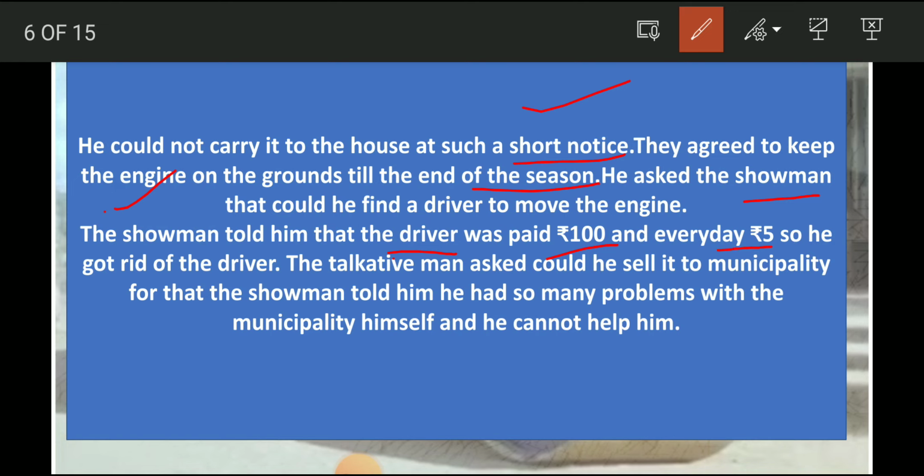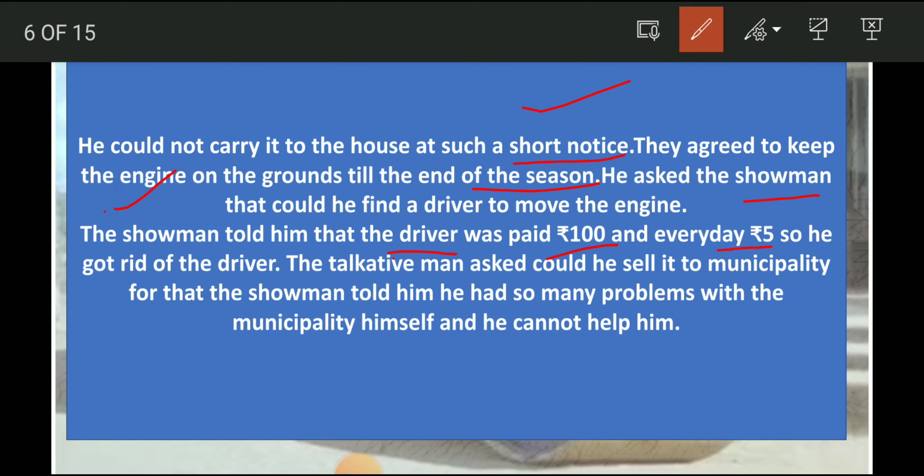Okay, now one thing you should do here is think of what all solutions and what all efforts he makes throughout the story to get rid of this road engine, and you please comment in the comment box, let us discuss there. Okay, so these are the two efforts. One is he asks about the driver, and he asks whether the municipality people will buy it.